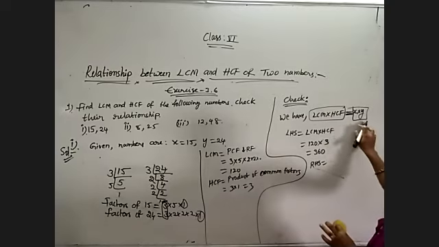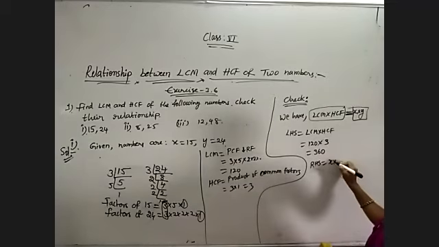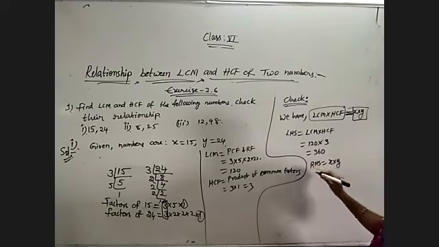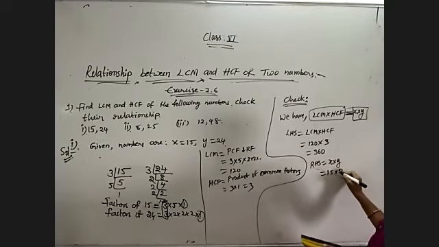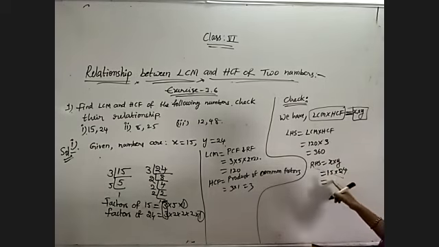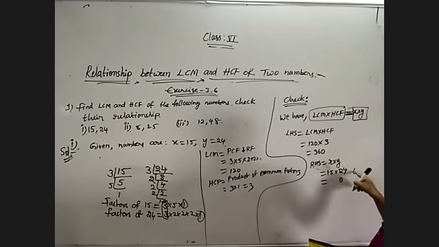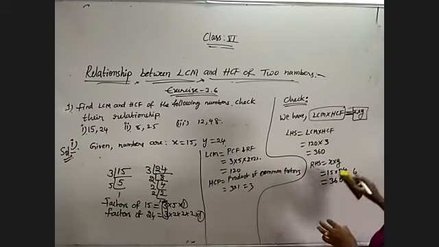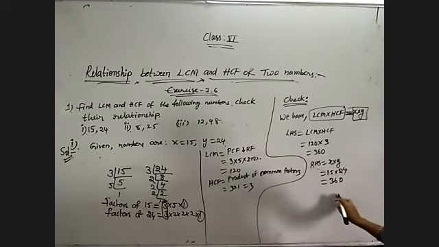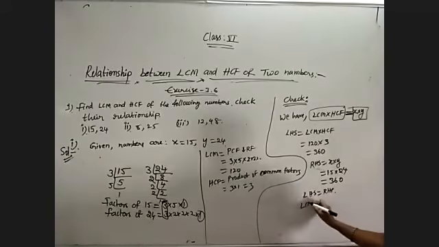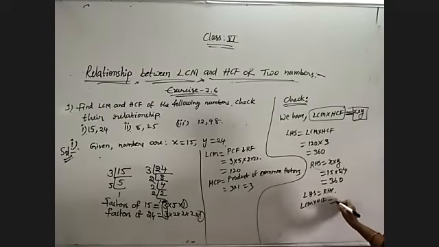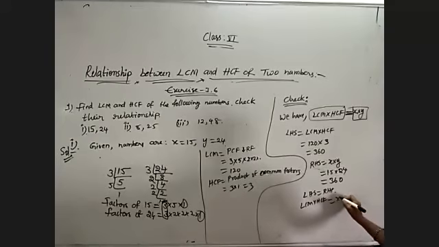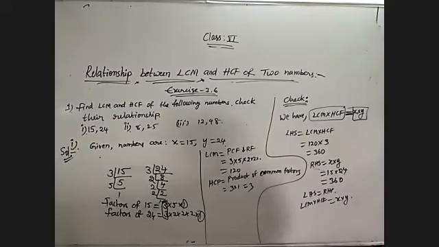Now the RHS of this equation is X into Y. So X value I have 15, Y value I have 24. 15 into 24: 15 4s are 60, 15 2s are 30, 30 plus 6 is 36, 360. So just observe, LHS is equal to RHS. That means the product of LCM and HCF of 15 and 24 is equal to the product of those two numbers, 15 and 24. Okay.